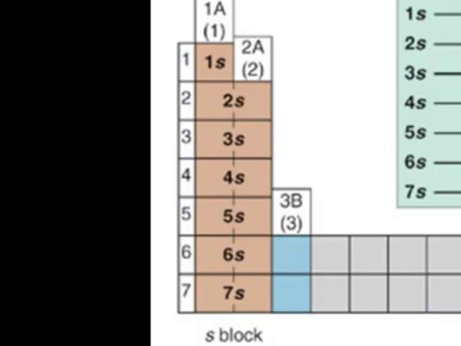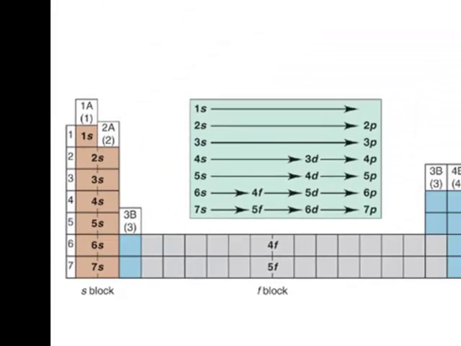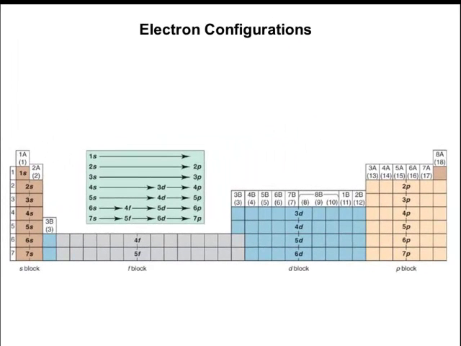The rows indicate which n value I'm going to use. Another thing to note with the s block, how many boxes are in each row? There's 2. Why is there 2? Because an s subshell can only hold 2 electrons at most. It's only got 1 orbital in it. So we're going to have 2 boxes, and each box represents an electron.